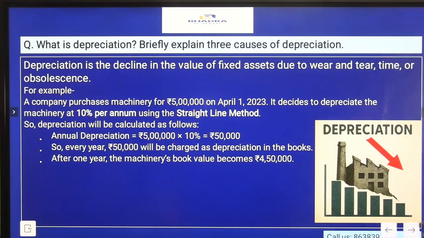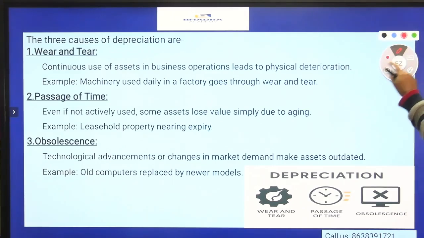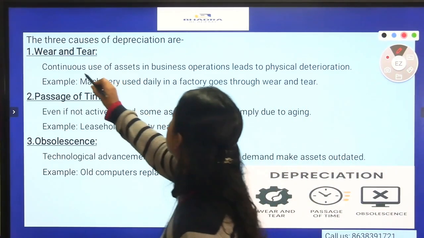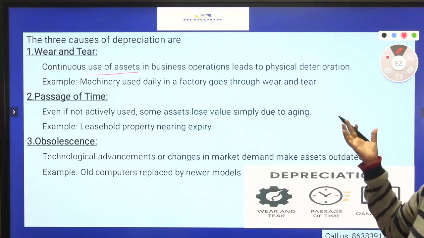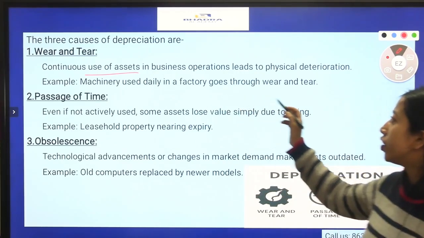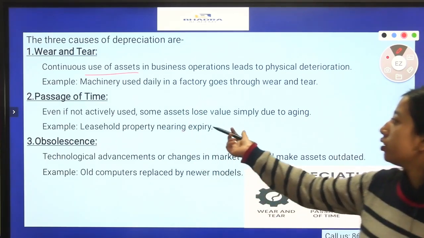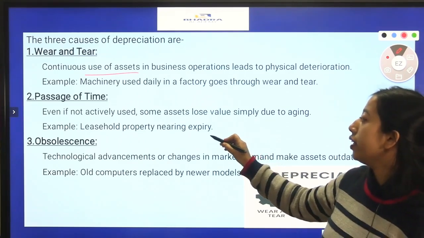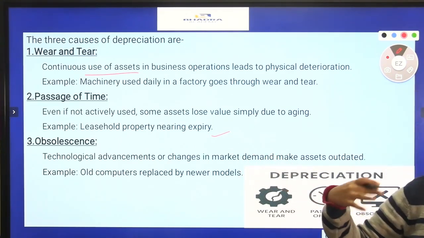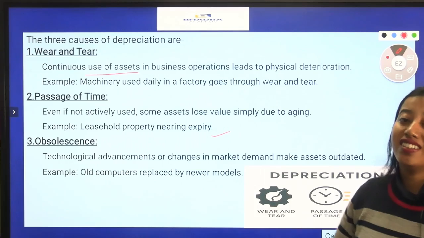So the three causes of depreciation are, the first is wear and tear. As I said, continuous use of assets does wear and tear to the assets in the business operation and leads to physical deterioration. Example, machinery used daily in a factory goes through wear and tear. The second cause here is passage of time. With time, even if not actively used, some assets lose value simply due to aging. Example, leasehold property nearing expiry. So if there is a leasehold property, as time passes, its value will decrease.